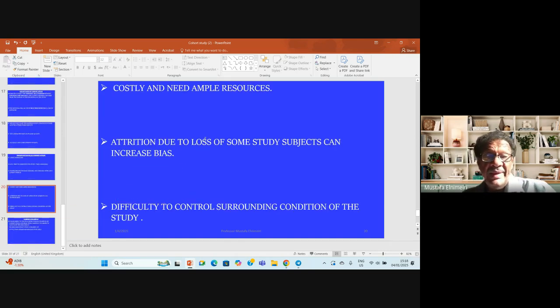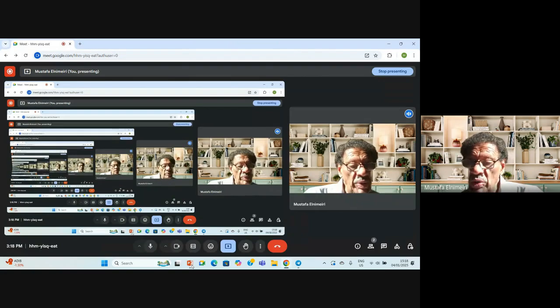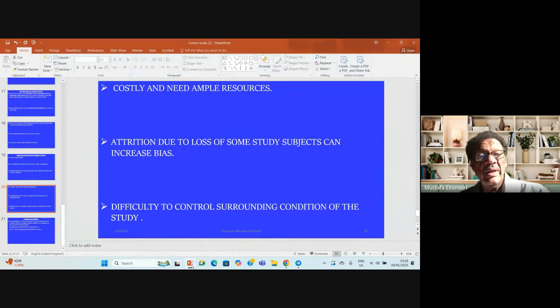It is costly and needs ample resources because we are going to follow up a larger sample size for a long period, and we need to carry out investigations to detect the disease as well. Attrition, due to loss of some of the cohort members from exposed and non-exposed, will increase the bias of the study. We also have difficulty controlling the surrounding conditions of the study as we are going to follow the participants for a very long time.